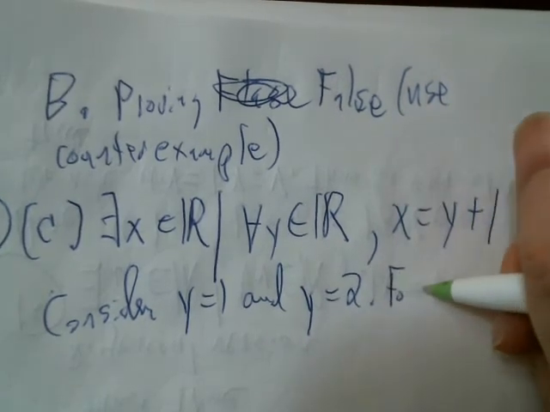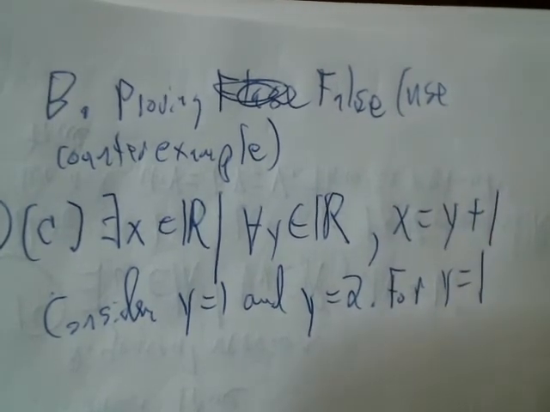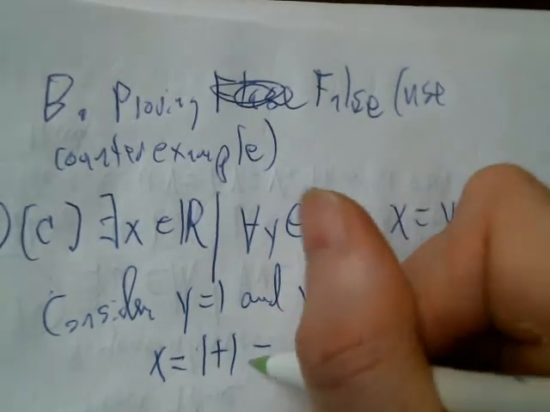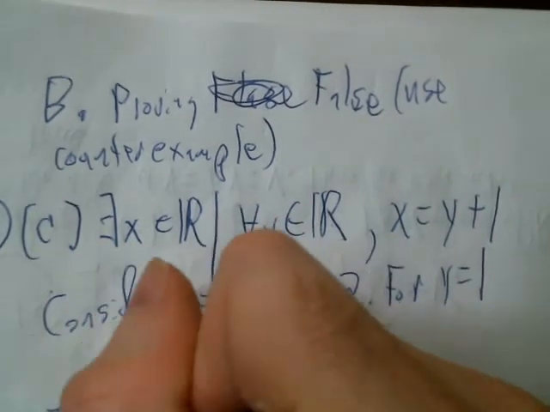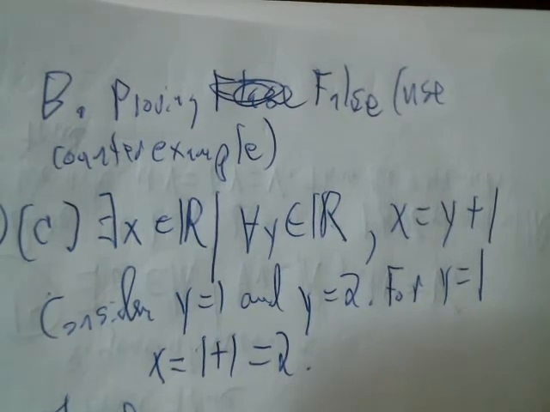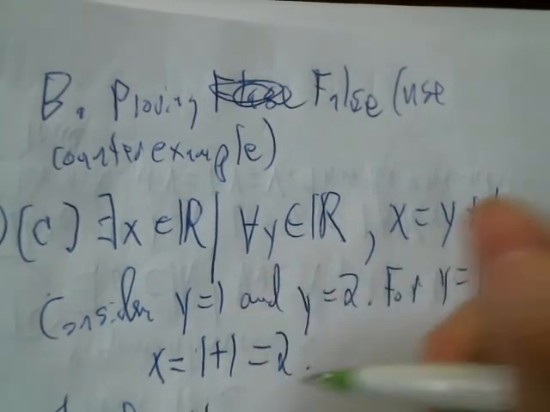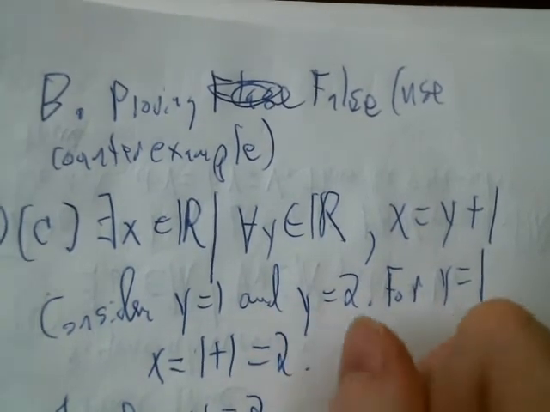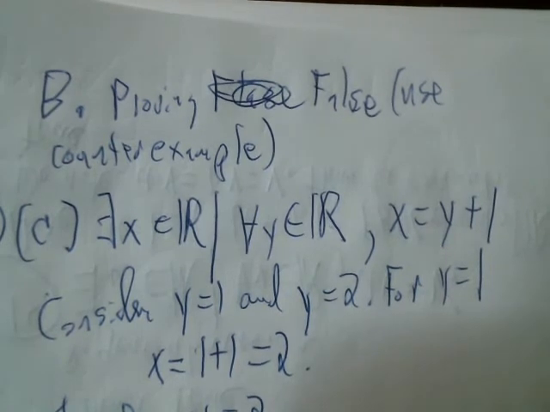Okay, so for Y equals 1, what do we have? We have X equals 1 plus 1, which equals 2. Okay, then for Y equals 2, X would need to be equal to 2 plus 1, which equals 3. Right? So just for these two elements, there's no particular X, one individual X which works. Right? So there's no one X such that for all real numbers, X equals Y plus 1.